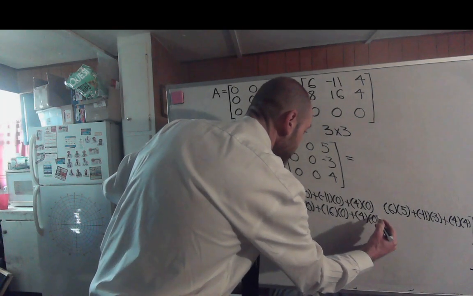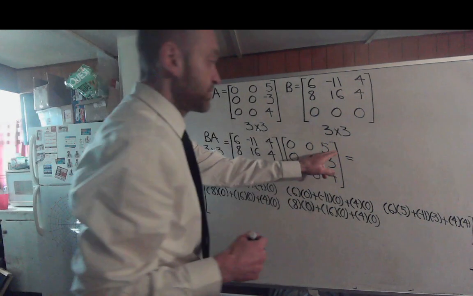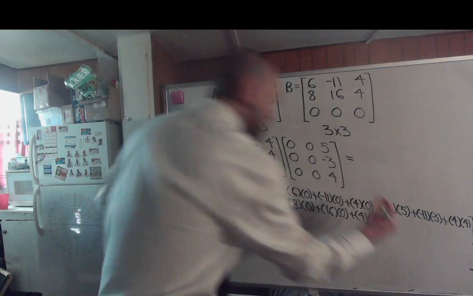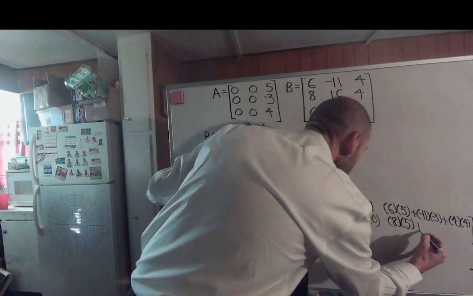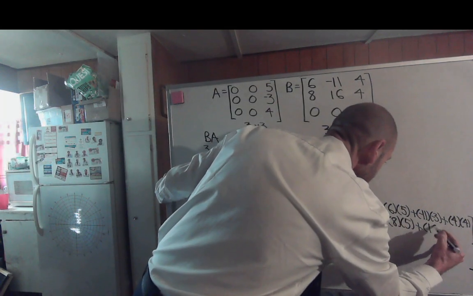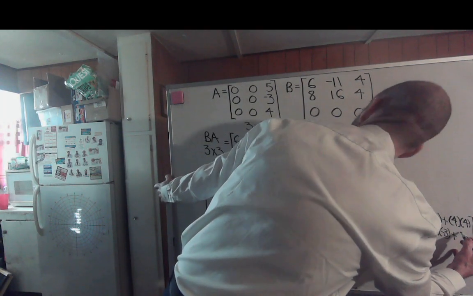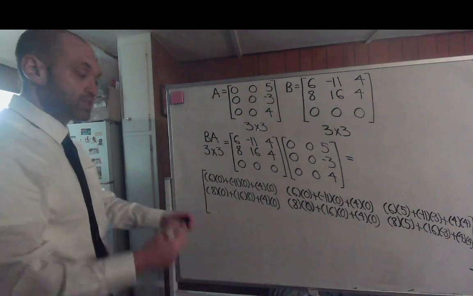And then we need to get the third number of the second row. So take your second row by your third column. So that's going to be 8 times 5 plus 16 times negative 3 plus 4 times 4. There's your entire second row. Let's do your third row.